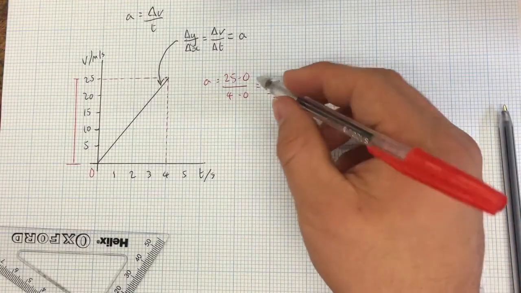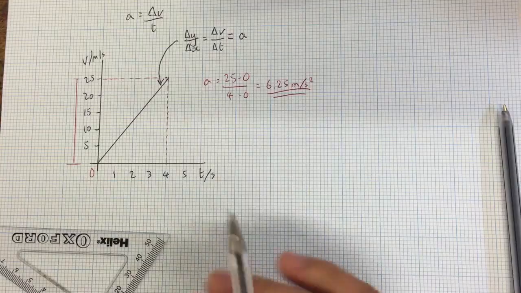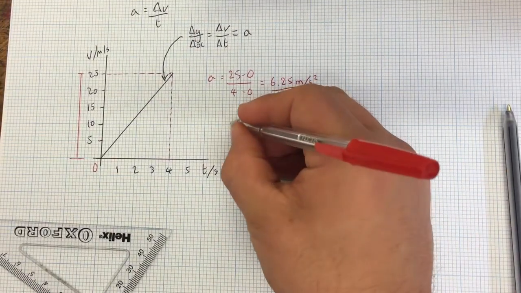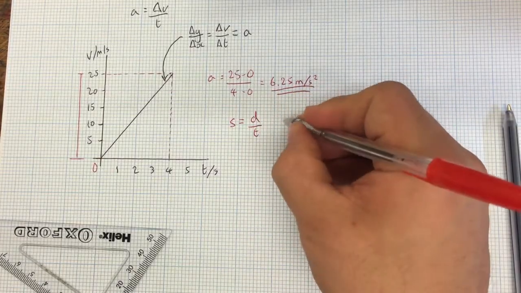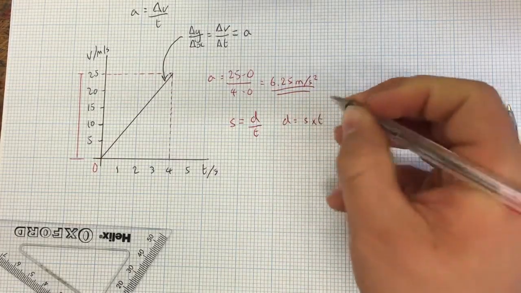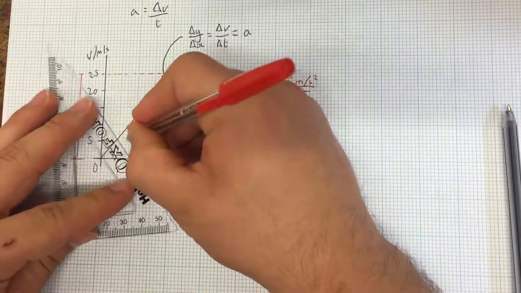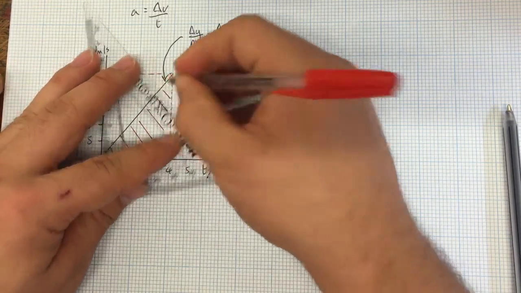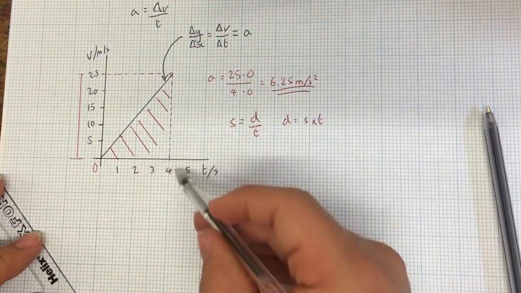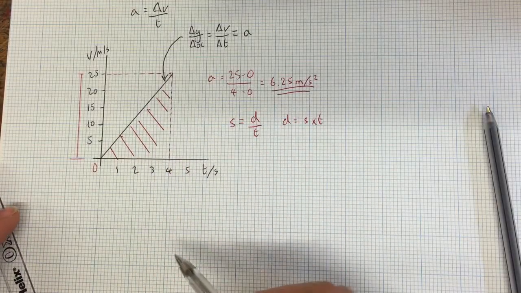Now, acceleration is only one thing that I can work out from a speed time graph or a velocity time graph. There's one other important thing that I can work out, which is the distance that the object has travelled. And this goes back to our basic equation for speed is distance divided by time. So distance is speed multiplied by time. So the distance travelled by this object is the area under the graph that I've just shaded in here.